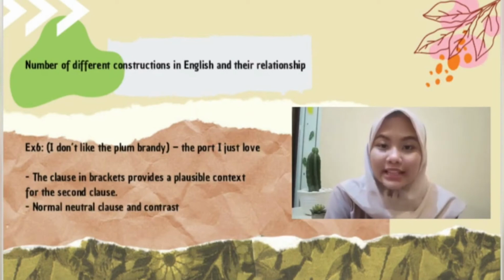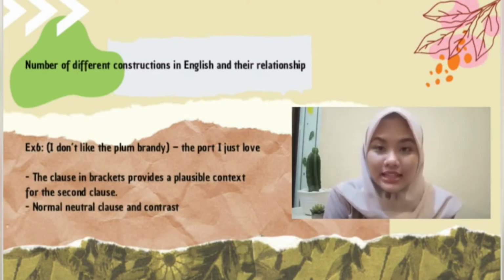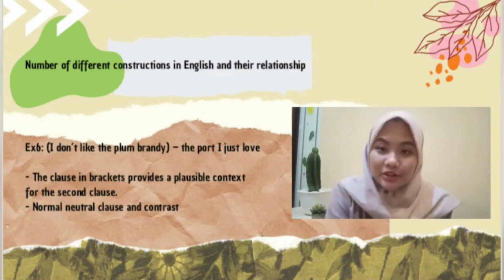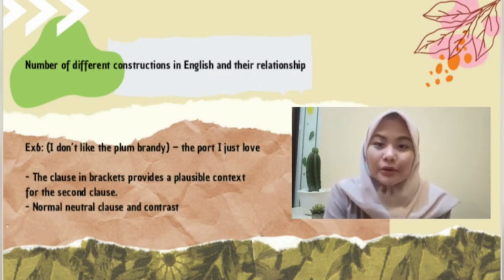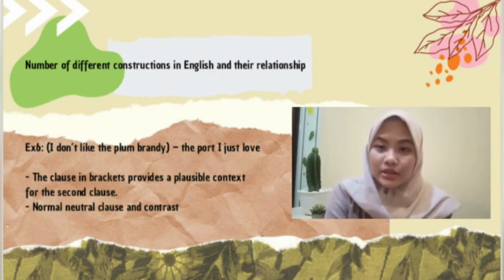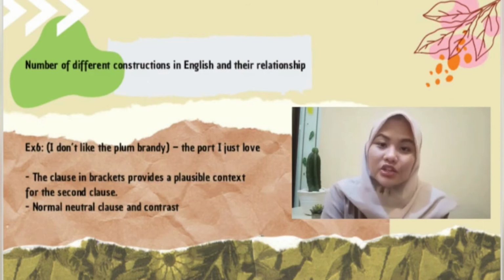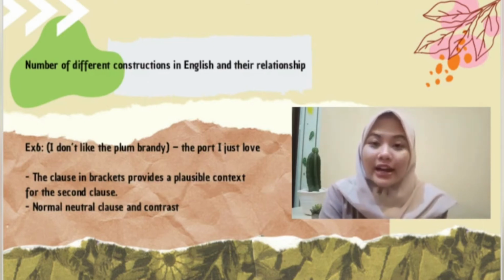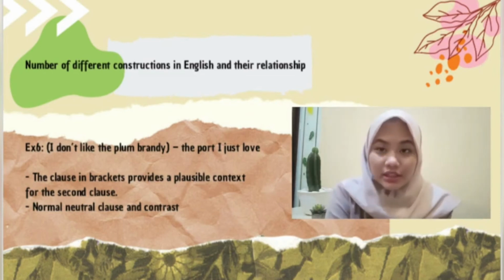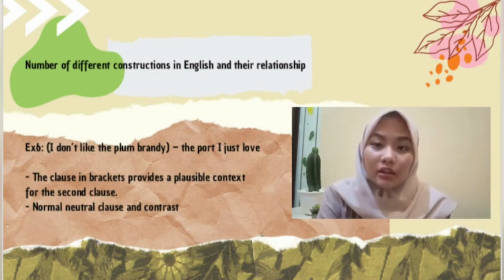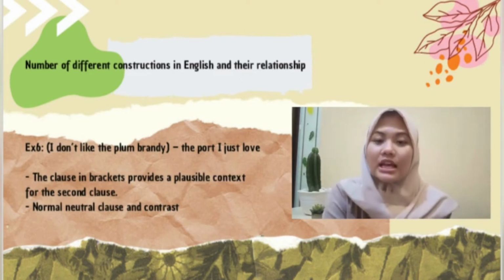The clause in brackets provides a plausible context for the second clause. The speaker contrasts the two types of alcoholic drink, producing a normal neutral clause to pass judgment on the plum brandy and driving home the contrast by putting the direct object, the port, at the front of the second clause. The two phrases right next to each other also highlight the contrast. As far as the syntactic structure is concerned, I just love the port is a neutral main clause, and the only change to the structure is that the phrase, the port, moved to the beginning of the clause.